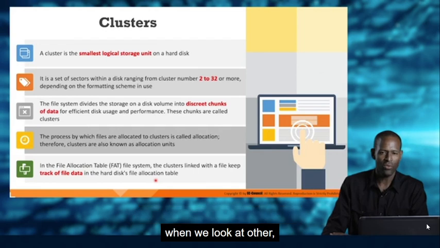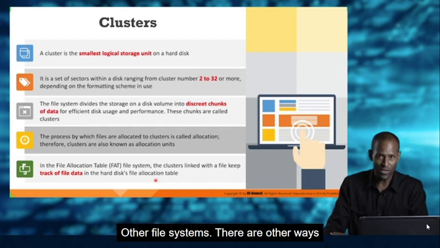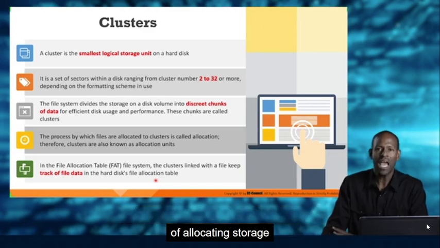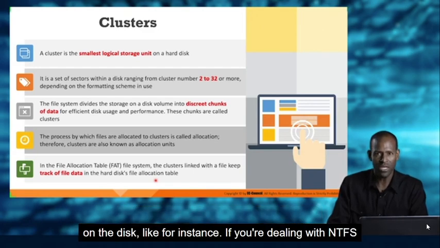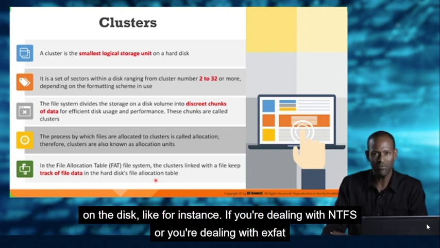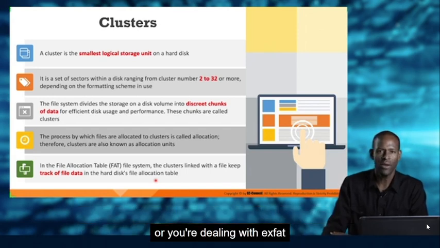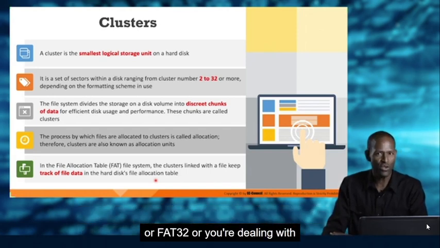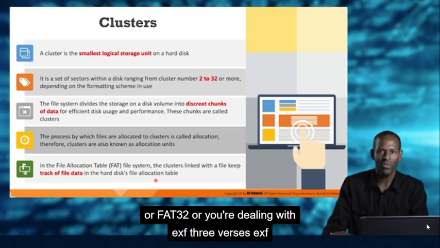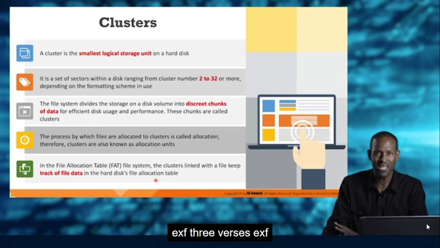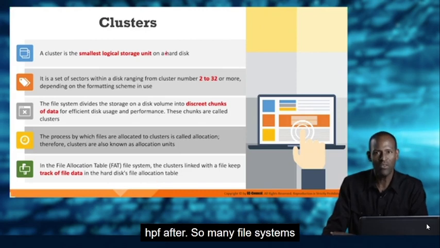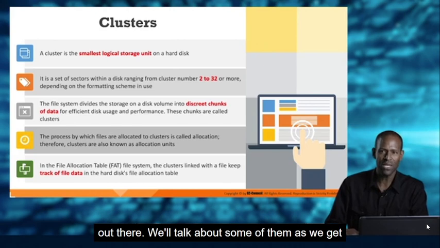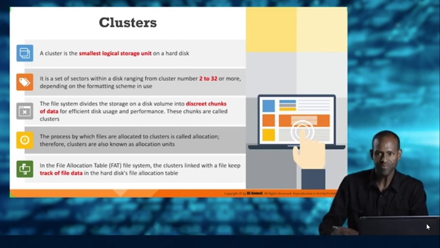And when we look at other file systems, there are other ways of allocating storage on the disk. Like for instance, if you're dealing with NTFS, or you're dealing with exFAT or FAT32, or you're dealing with ext3 versus ext4, or HFS. There are so many file systems out there. We'll talk about some of them as we get a little bit deeper into this section.